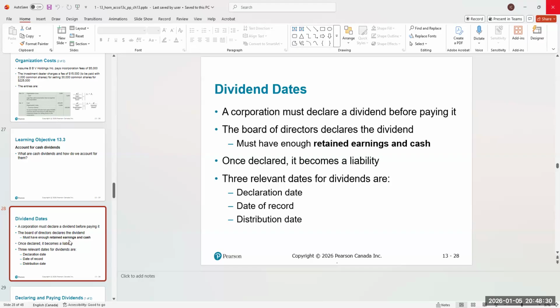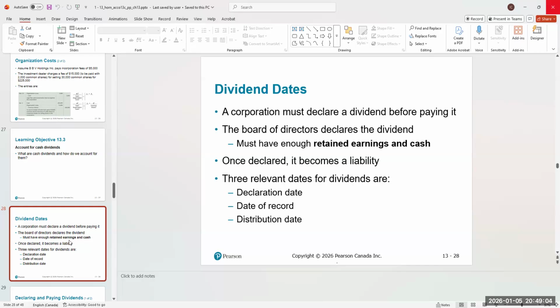In order to declare a dividend, there are two conditions. First, the corporation has to have retained earnings. Second, the corporation has to have cash. Otherwise, how are they going to pay a cash dividend? Now, the other tricky part is that once the board of directors declares a cash dividend, at that point that cash dividend becomes a liability for the corporation.